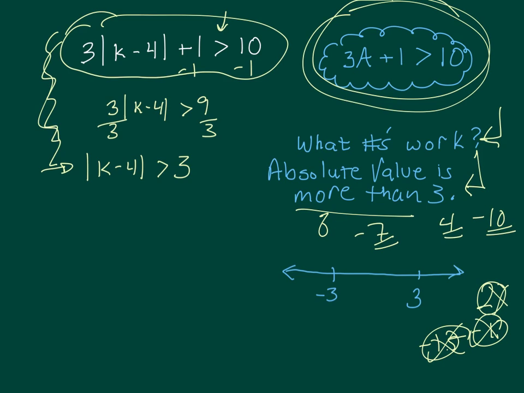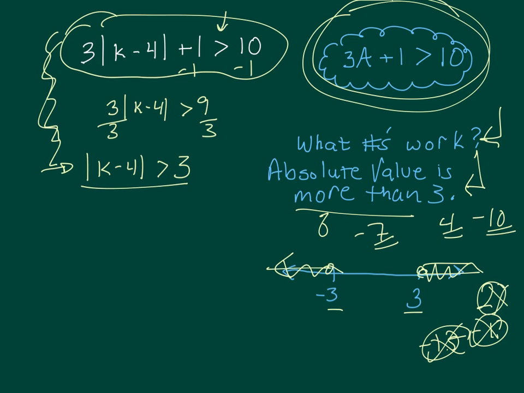So basically, last time when it was less than, we wanted all the numbers that were between -3 and 3. This time, we want pretty much everything else, meaning we want all the numbers that are not between -3 and 3. We want all of these and all of these to solve over here. So the only way to do that is with what we call an OR statement. We want the numbers that are more than 3, or the numbers that are less than -3.